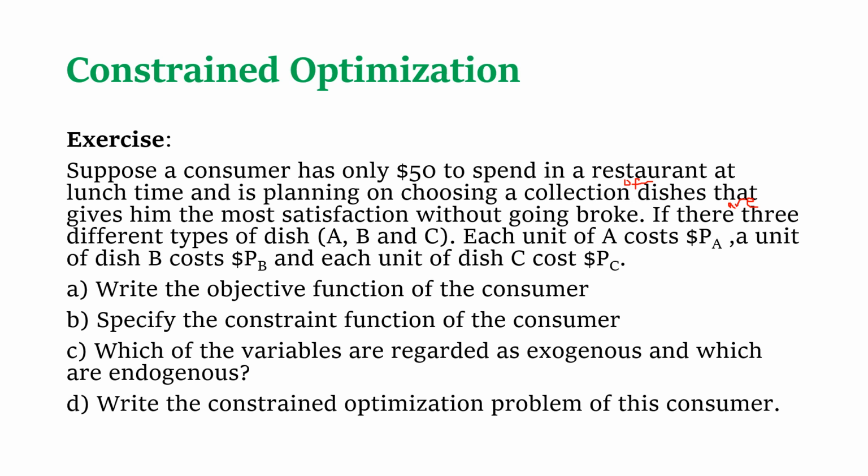Price, PA, PB, and PC together with M. These are all regarded as the exogenous variables. And then what are the endogenous variables? We don't know them. The quantity of the dishes that he is going to buy. We don't know them. Those are the endogenous variables, A, B, and C. These are called endogenous variables, okay?